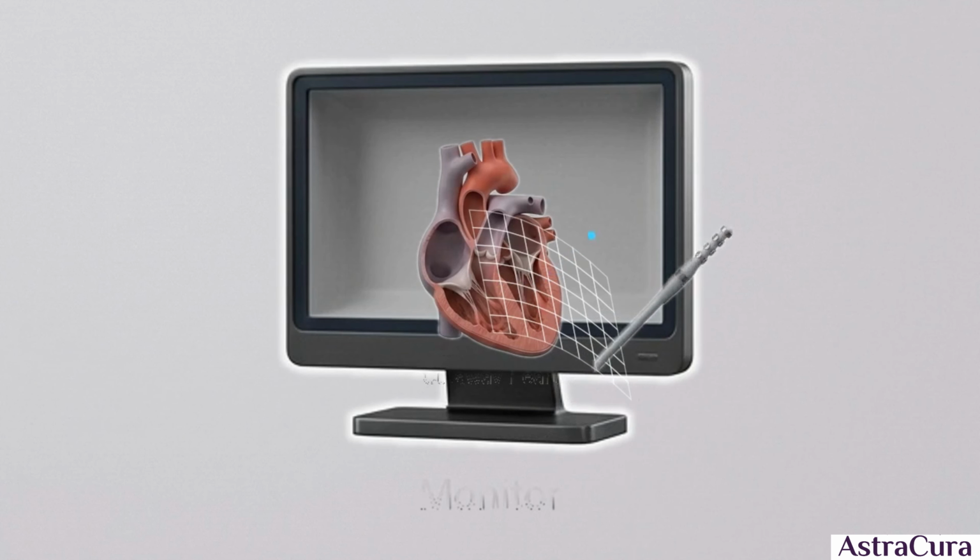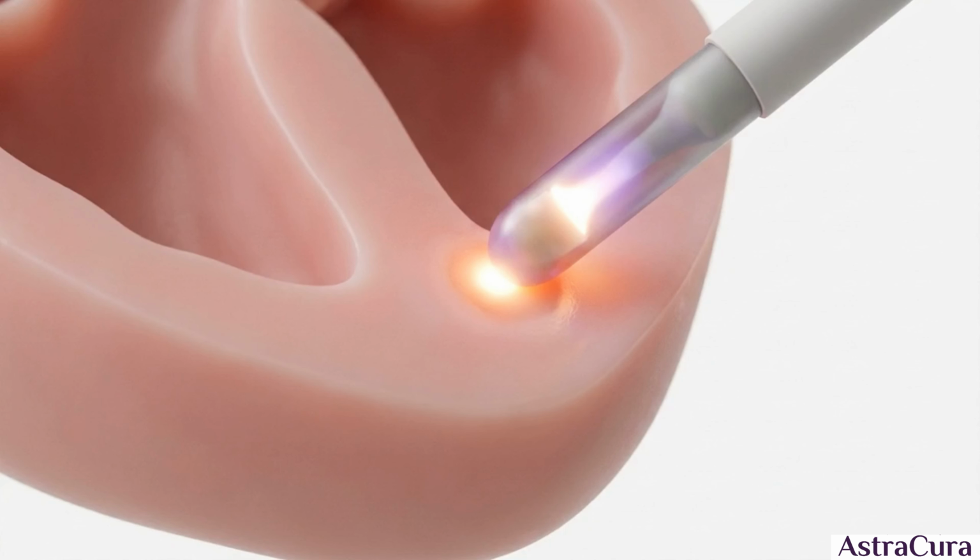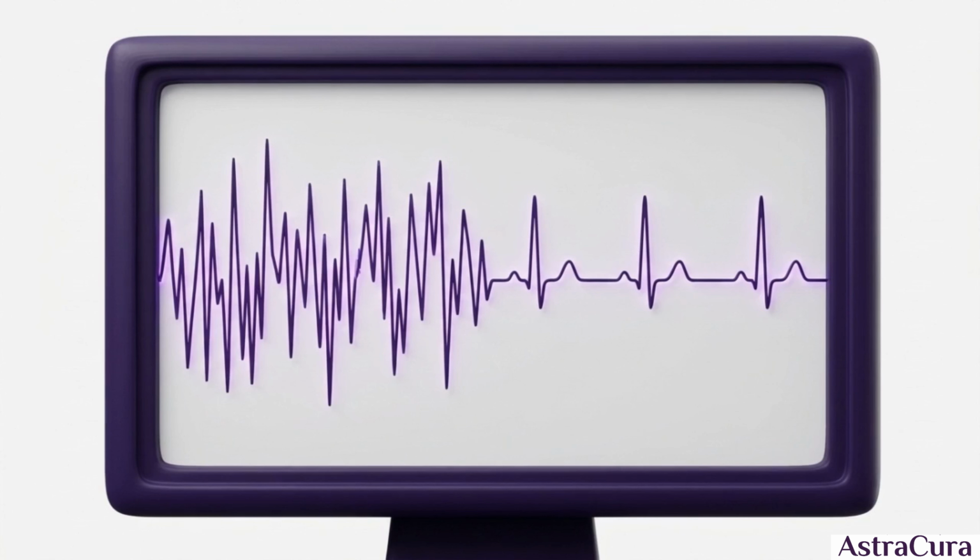This initiates the ablation phase, where we deliver highly concentrated energy directly to that mapped coordinate. Neutralizing this specific cluster of cells eliminates the abnormal electrical pathway, allowing the heart to resume a normal sinus rhythm. This process permanently cures the structural fault, providing a definitive solution that suppression through medication cannot match.